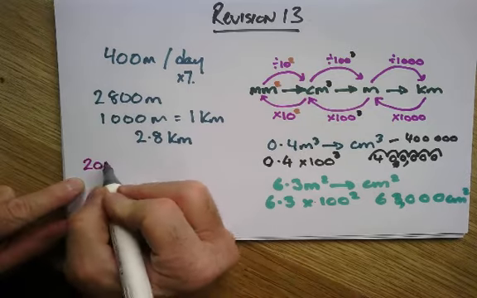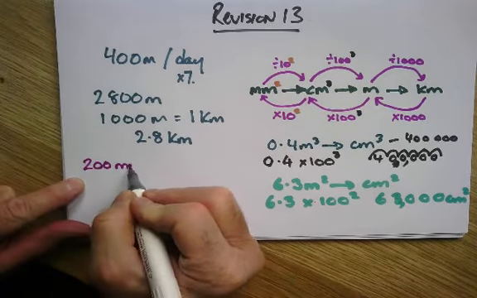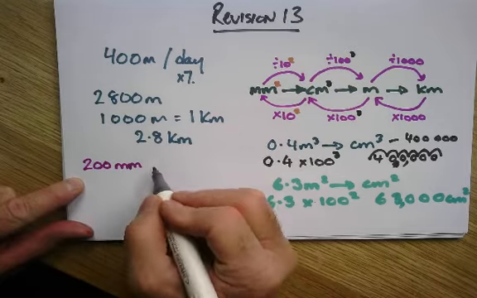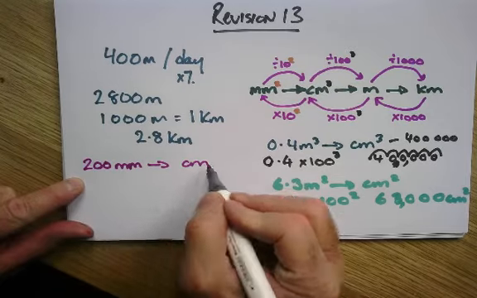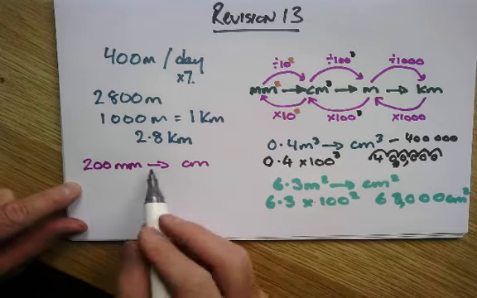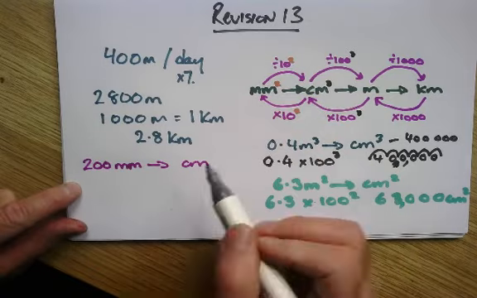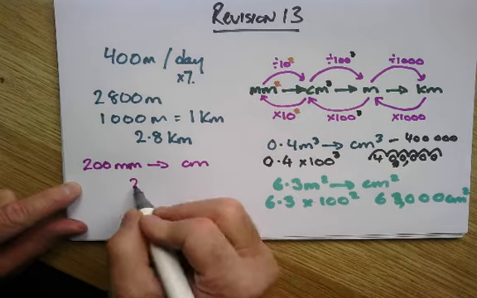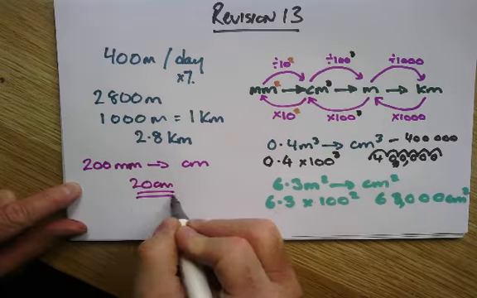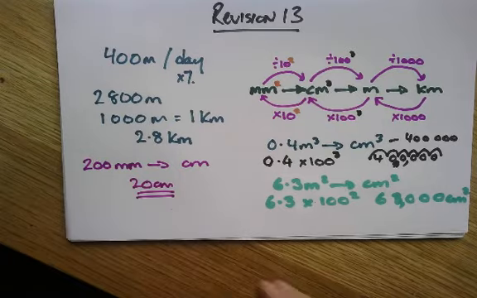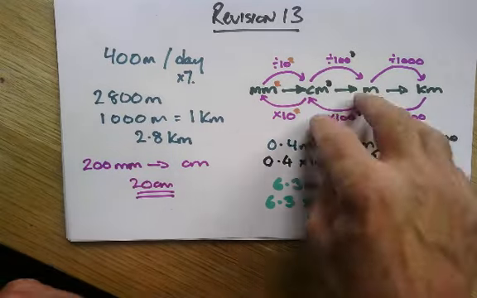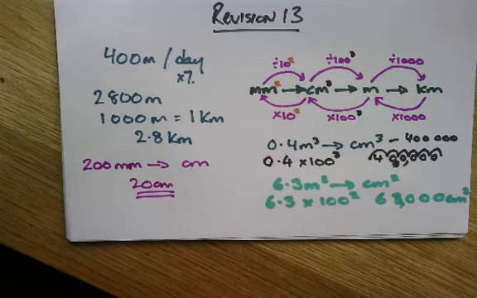It said 200 millimeters. And don't forget, this could have been milligrams, etc., to centimeters. So no, it's just length here. So I'm going from here to here. So I divide by 10. So I knock off. So that means it's 20 centimeters. And that's kind of how you do these questions here with metric.